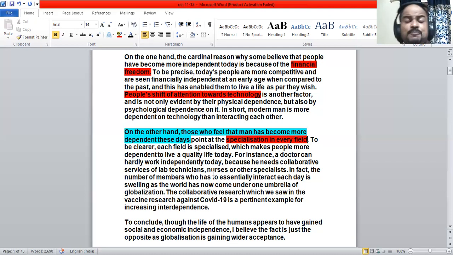So we have discussed both the areas, argument number 1 and argument number 2. Argument number 1 is about independence. Argument number 2 is about dependence. So we finalize that dependence is seen more than independence. Yes, we have independence in some cases, but in most of the cases, we need to interact with each other. And each day, the number of dependent people is moving up. It's not declining.